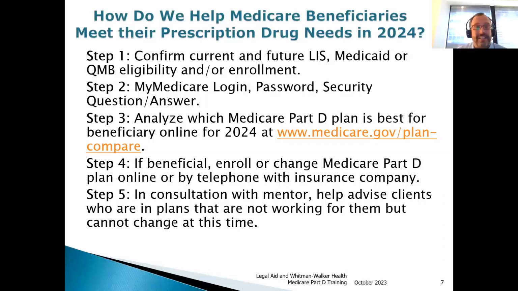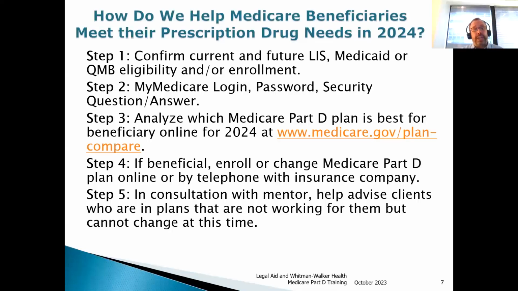So how do we assist Medicare beneficiaries with their drug needs in 2024? We confirm their current and future enrollment in either LIS, Medicaid, or QMB. We help them log in and assess what their current Medicare drug coverage is. We analyze their plans for 2024 to see what will be the best plan. Maybe it's the plan they're in, maybe it's a different plan.